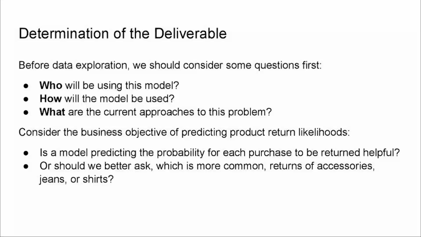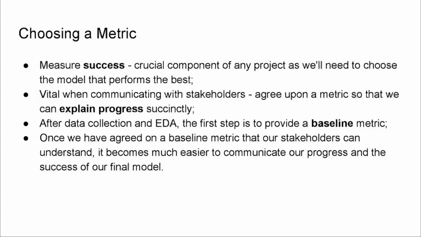In the world of Kaggle, we would have been given a dataset and then tasked to find the best predictive model. However, this skips the most challenging part of a data science project, the flexibility to try various approaches to find the best solution to a real-world business objective that drives value. Now that we've decided on a deliverable, we need to choose a metric that we will use to measure success. It is a crucial component of any project, as we'll need to pick the model that performs the best. However, this is also a vital step in communicating with our stakeholders. Our stakeholders will struggle to understand many of the model's fine details and different implementations.